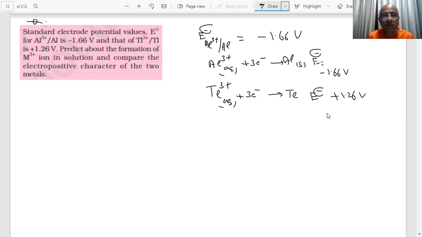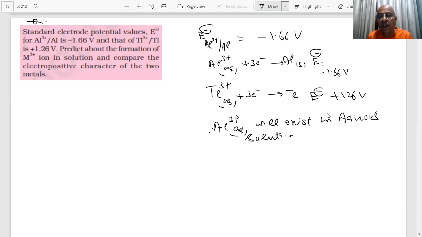Sir, Al would be easily ionized in solution, so it will form Al3+ more easily. Therefore, Al3+ will exist in aqueous solution. In aqueous solution, students. Aqueous solution means aluminium.